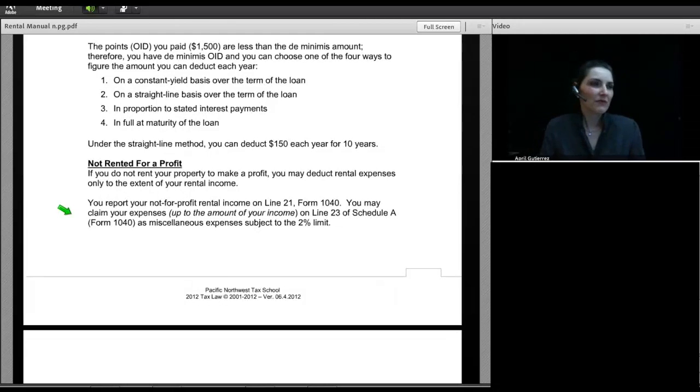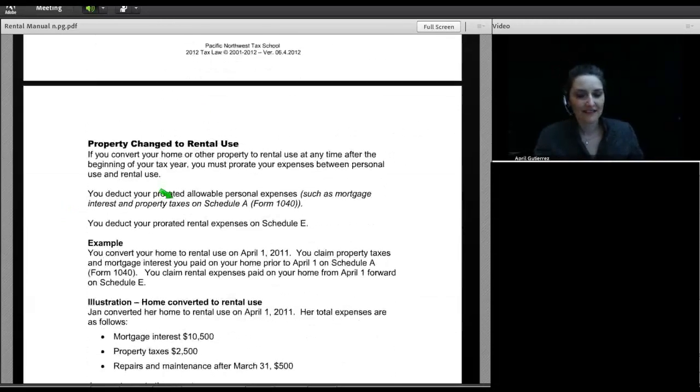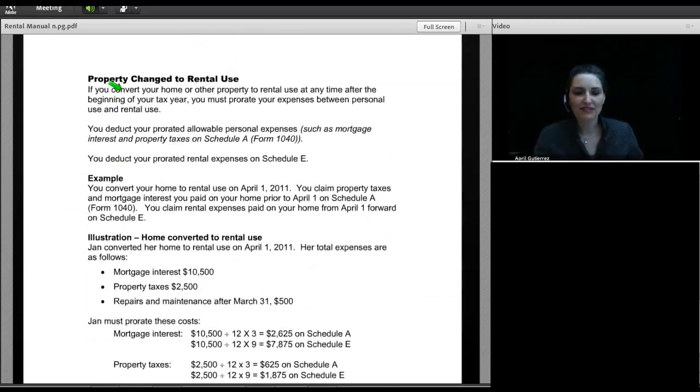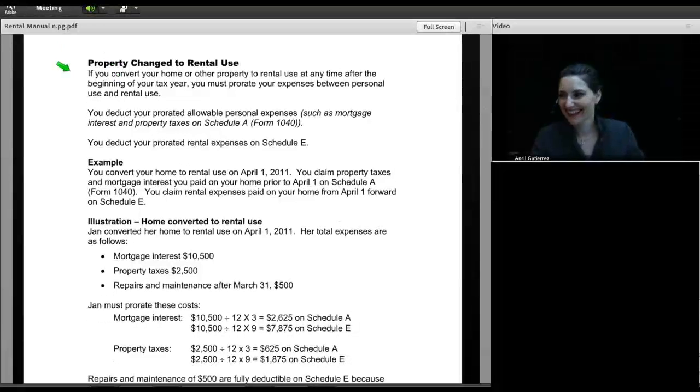But most of the time, when people rent their property, they have a profit motive, wouldn't you think? De minimis is the minimum. It is less than 0.25% of the stated redemption price of the loan at maturity.